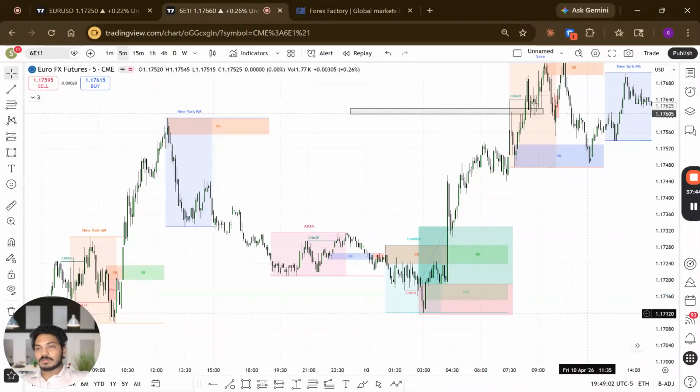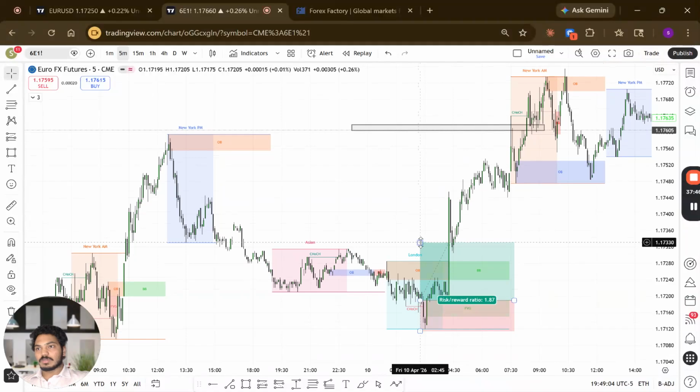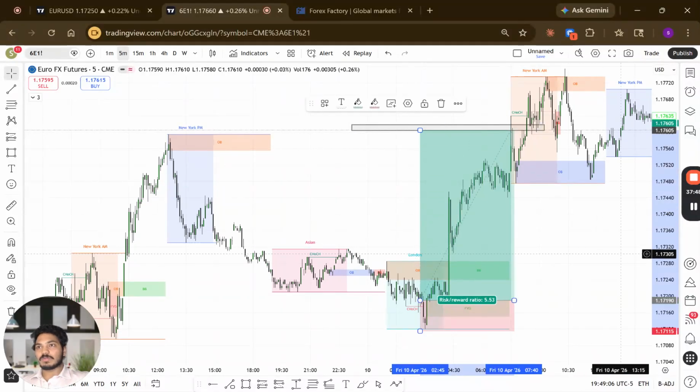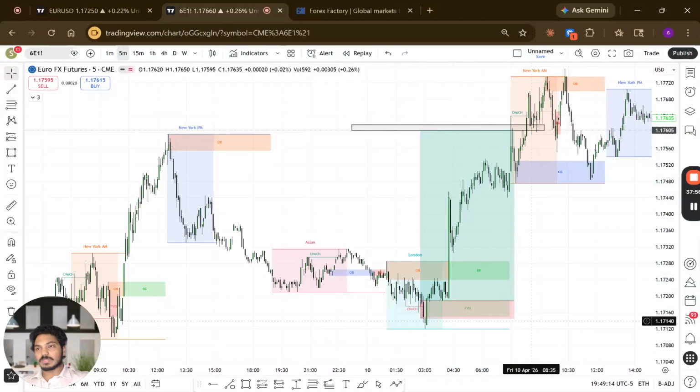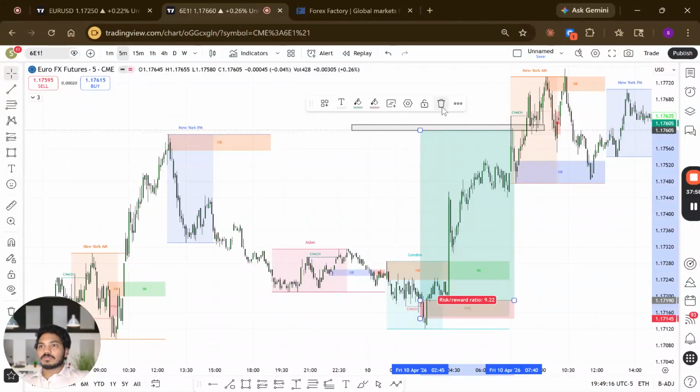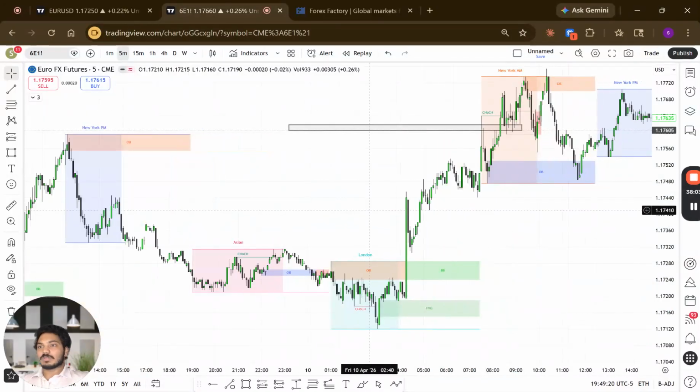There are two ways to do it. One is targeting the previous day high, or if it's a riskier entry, then it would be this case. Both of them are highly profitable A plus setups.